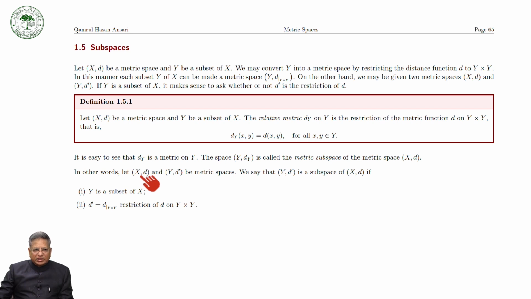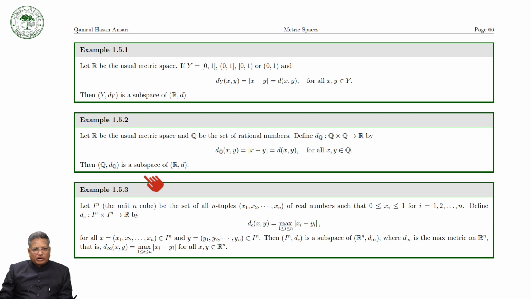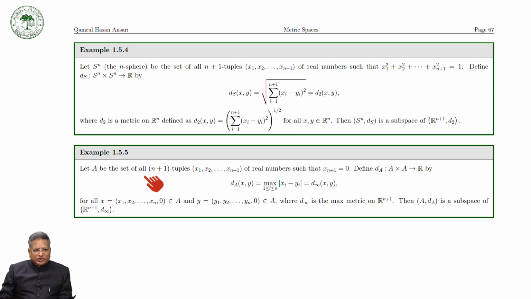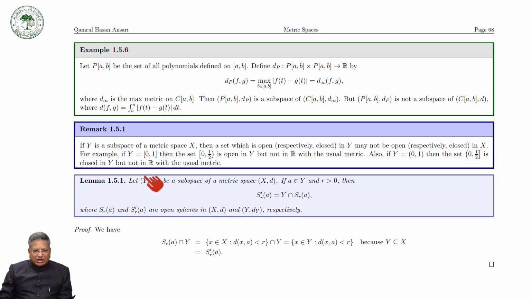Or in other words, if you have the metric d on a set X, the restriction of d, denoted by d', on Y is a metric on Y, and Y with this metric is called a subspace of the metric space (X, d). I have already mentioned several examples in the previous talk, so I am not going to cover all these things.